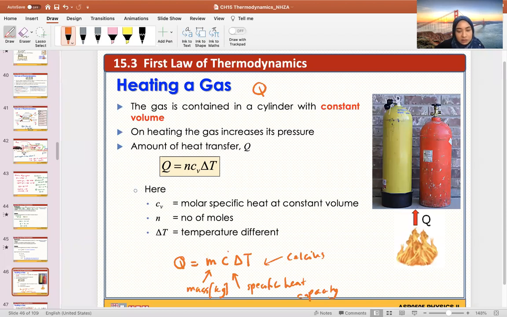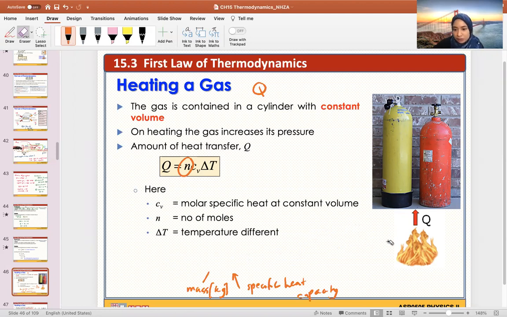And we talked about mass, specific heat capacity, and delta T. And c was the amount of heat, the amount of Q needed to raise 1 kilogram of substance by 1 degree Celsius. So that was c. Now we have C, but this is for a gas system. And instead of using m, we are using n, the number of moles, because for gas, calculating mass is difficult. So we just use moles. Moles are easier to tackle.